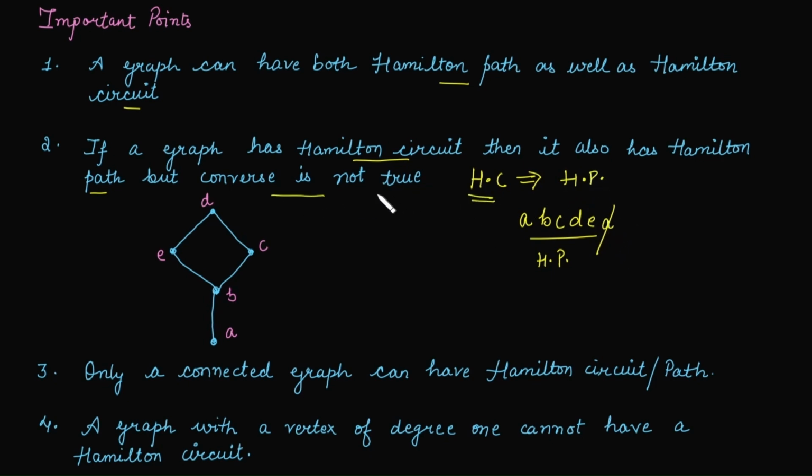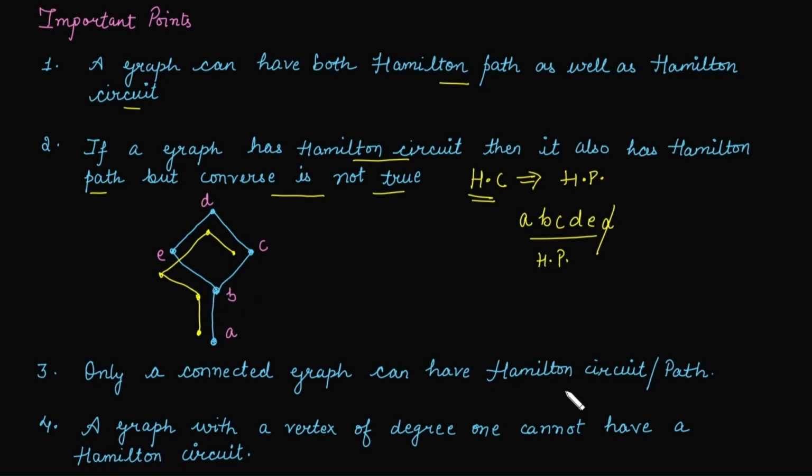But the converse of the statement is not true. Here we can cover each and every vertex exactly once, but we cannot come back to the starting vertex. If you start from A to B, then E, D, C, it covers each and every vertex exactly once, but we cannot come back to the vertex A. The only way to come back is to repeat the vertex B, and once a vertex is repeated, the path is not a Hamilton path.